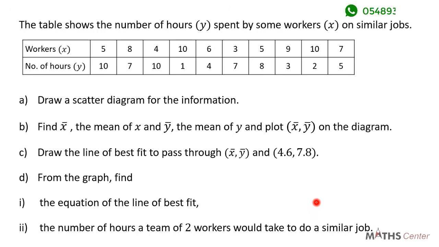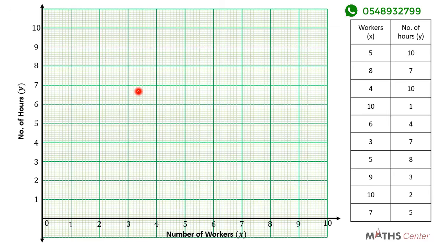Let's start with the solution. The first part says we should draw the scatter diagram. So we are going to plot these points on our graph sheet. Remember, you have not been given a scale, so you have to choose an appropriate scale for your graph. This is my graph here. I'm using a scale of 2 centimeters to 1 unit on the x-axis and 2 centimeters to 1 unit on the y-axis. Here are the points that we are going to plot.